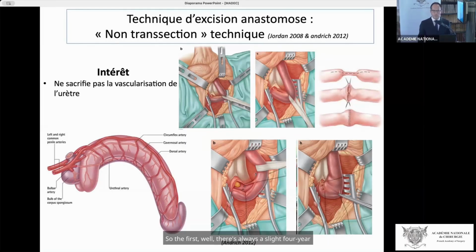So the first, well, there's always a slight 4-year discrepancy between the 2 authors, either Jordan or Andrich and Mundy. It was the London team who proposed this type of technique for vascular preservation during urethroplasties. And they published high success rates, similar to excision and primary anastomosis techniques, with very likely, in fact, slightly fewer complications regarding the sexual and genital sphere.